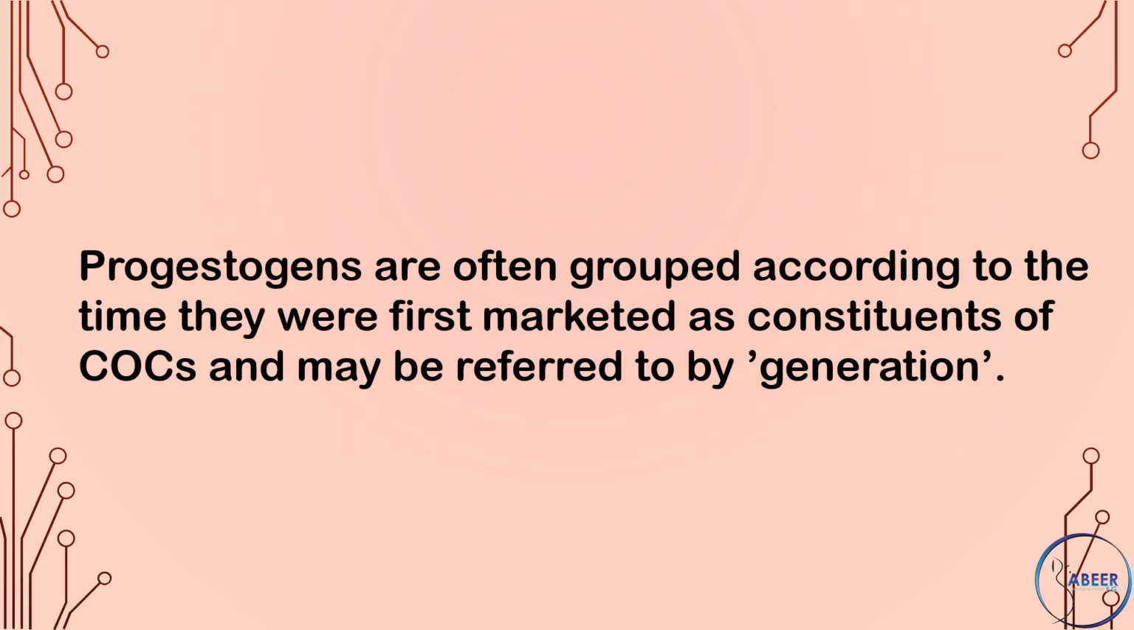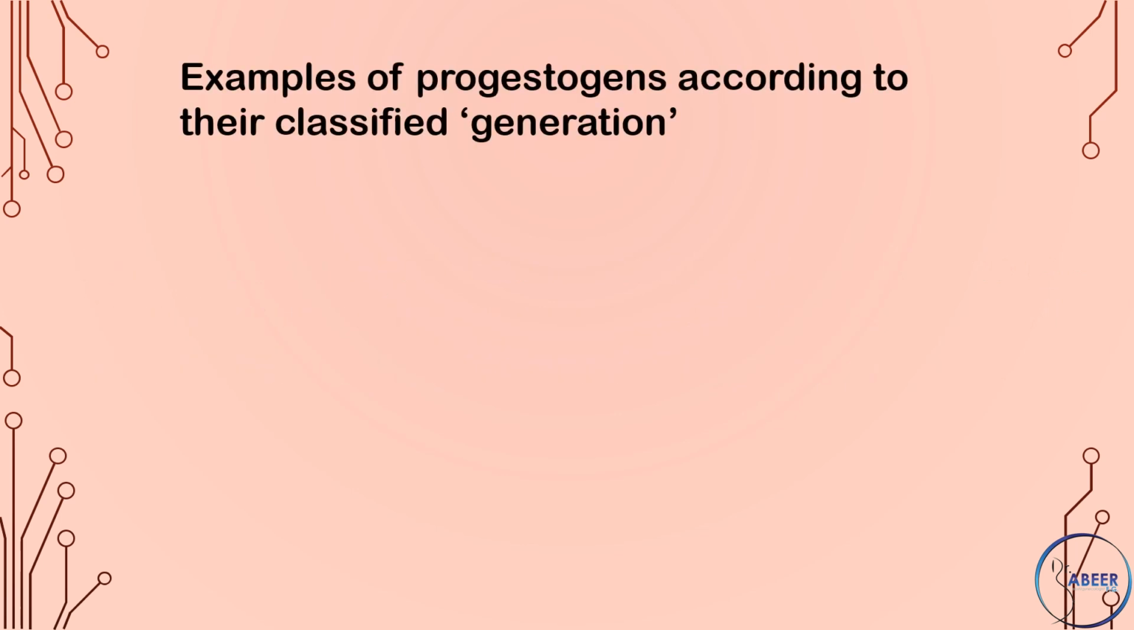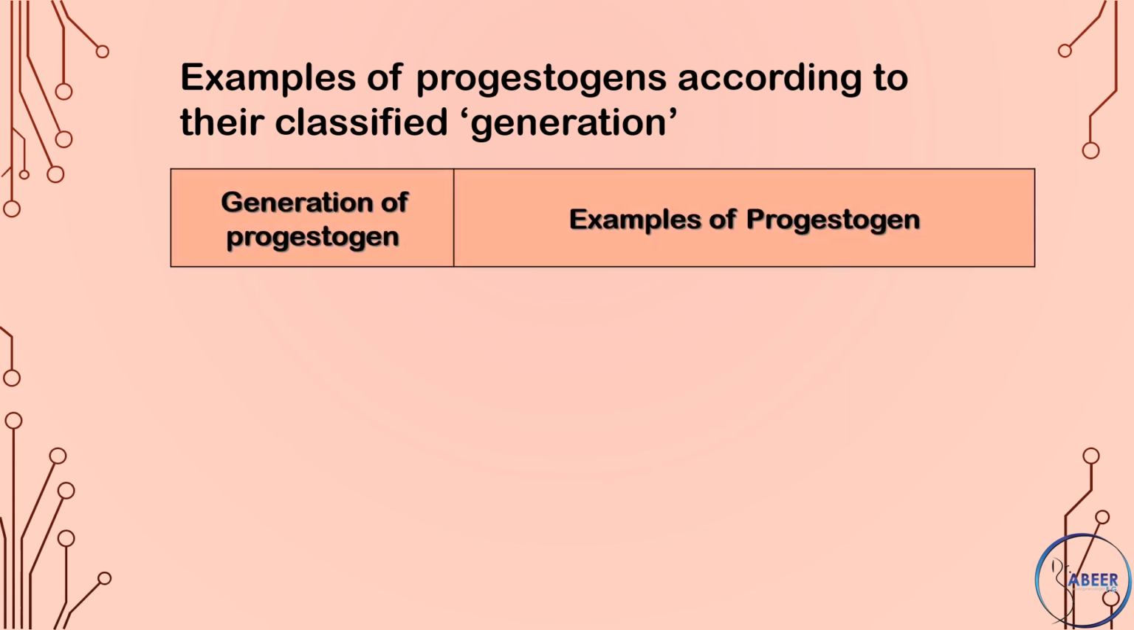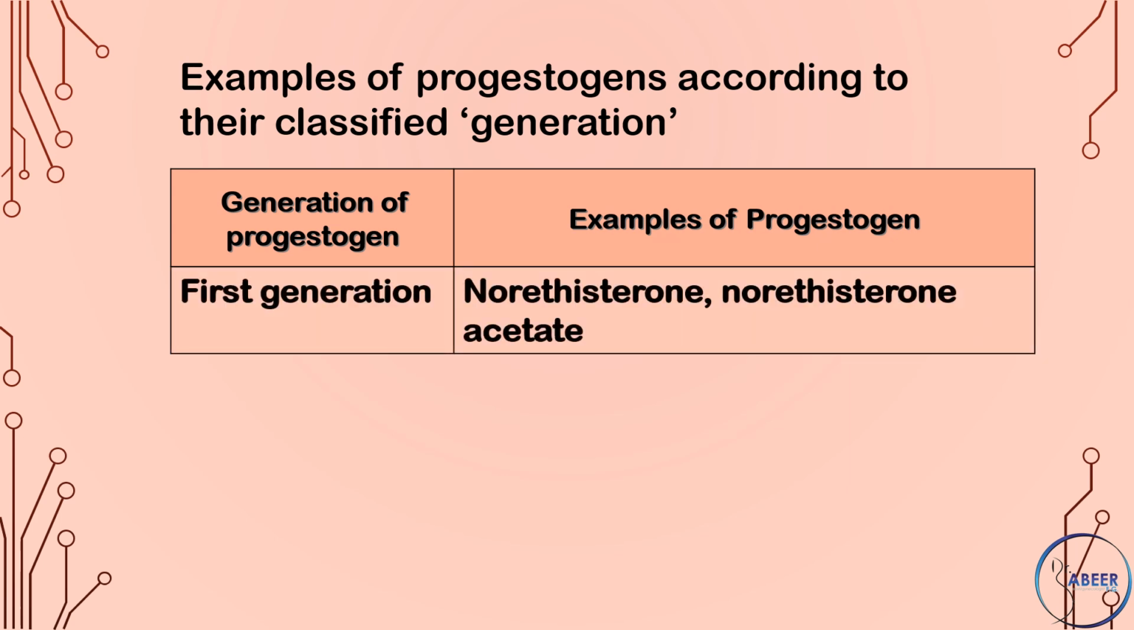Progestogens are often grouped according to the time they were first marketed as constituents of combined oral contraceptives, or COCs, and may be referred to by generation. Examples of progestogens according to their classified generation. Generation of progestogen, examples of progestogen. First generation: norethisternone and norethisternone acetate.